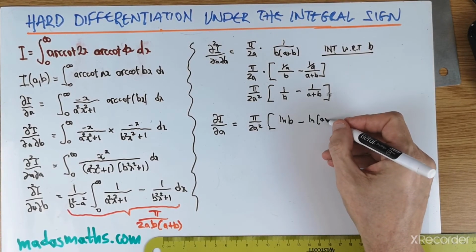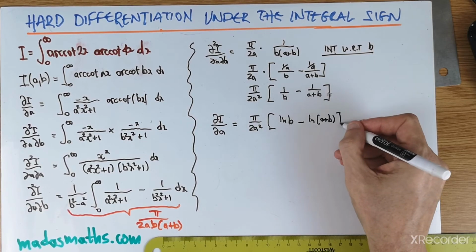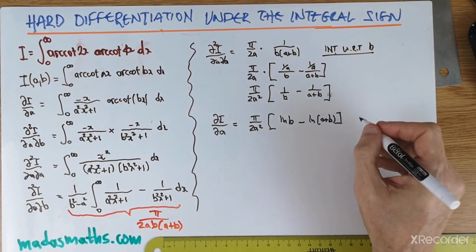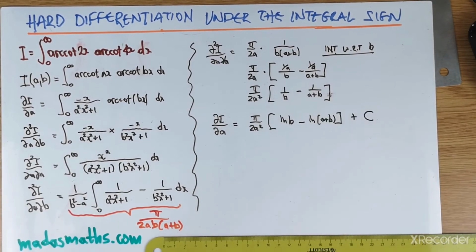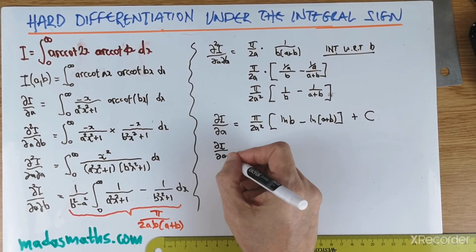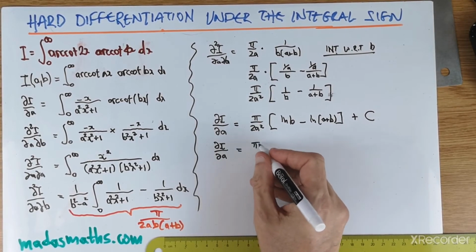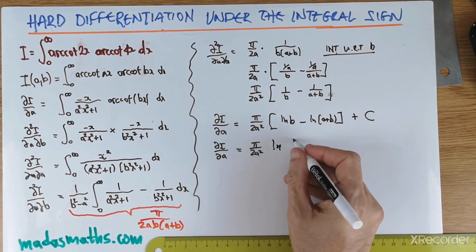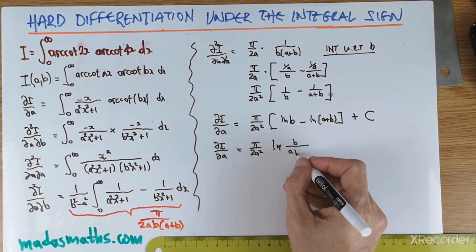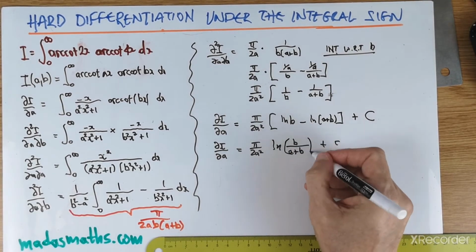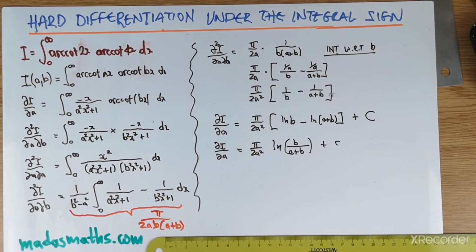Put a bracket there. And what happens in this particular one, plus of course a constant from the integration, probably from the limiting process. It's better to compact the logs there: pi over 2a squared log of b over a plus b, plus c. So for this particular one, in order to find the constant, what do we do?